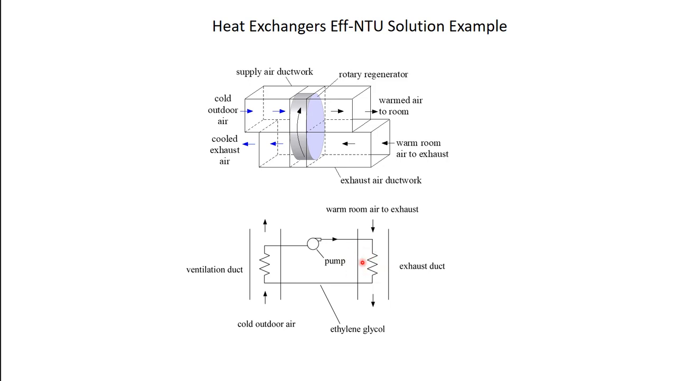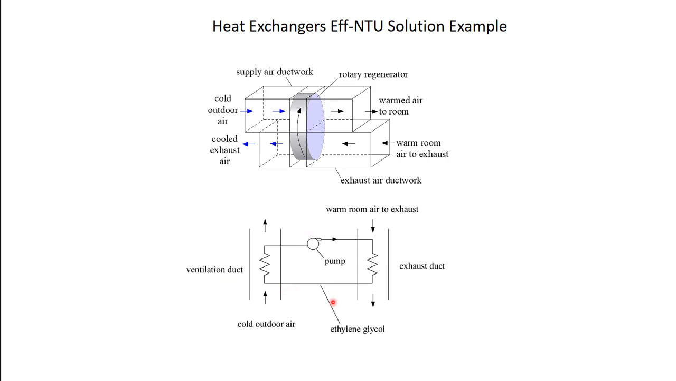another direct transfer heat exchanger that sits in my exhaust duct. So if you think about what's going on here, my ethylene glycol travels through the heat exchanger in my exhaust duct where it warms up because it's being heated by this warm room air that I'm exhausting. This warm ethylene glycol comes over here and goes through the heat exchanger in my ventilation duct, where it transfers heat to the cold outdoor air, right? And then this cold ethylene glycol returns to do it again.